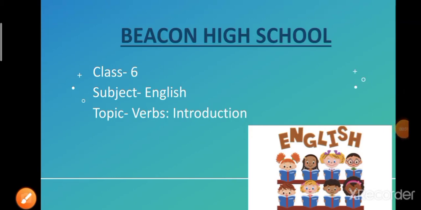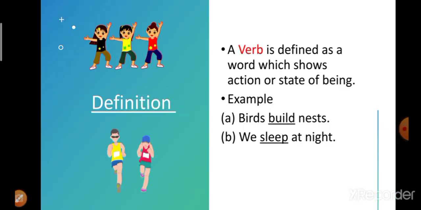Hello everyone. Today we are here with a new topic and the name of the topic is verbs introduction. So let us start. First of all, we will come to know what a verb is.